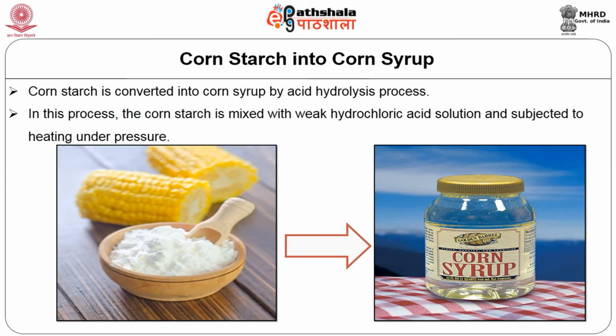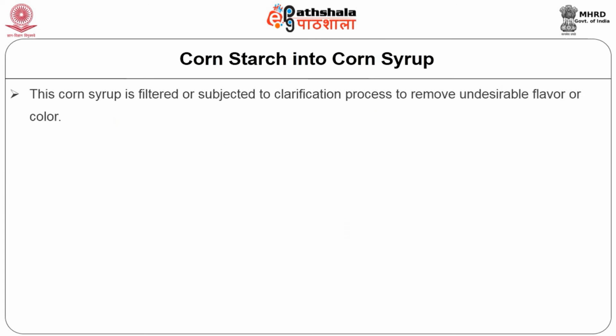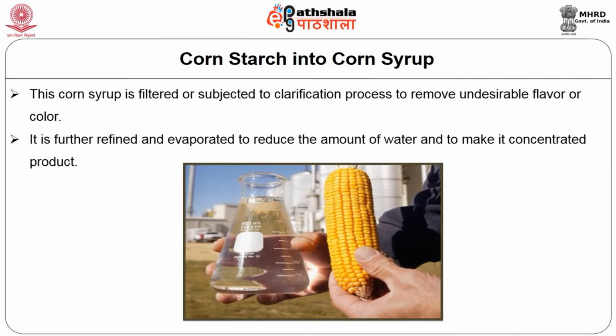In this process, the cornstarch is mixed with a weak hydrochloric acid solution and subjected to heating under pressure. This corn syrup is filtered or subjected to a clarification process to remove undesirable flavor or color. It is further refined and evaporated to reduce the amount of water and to make it concentrated.